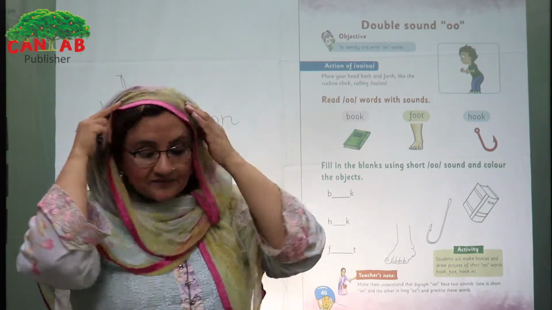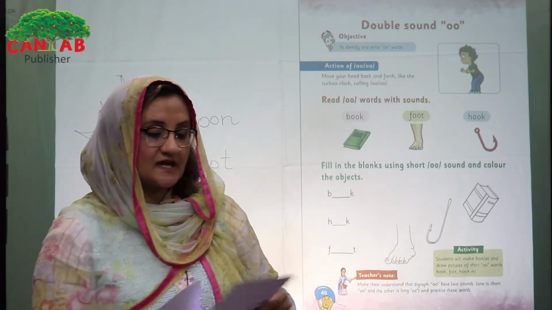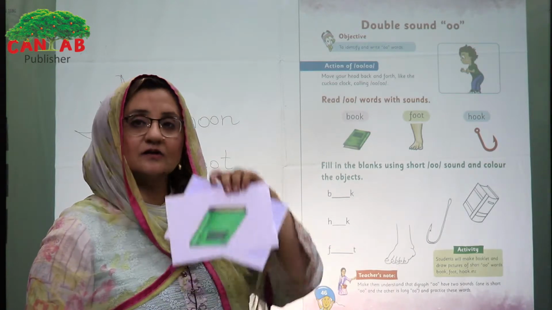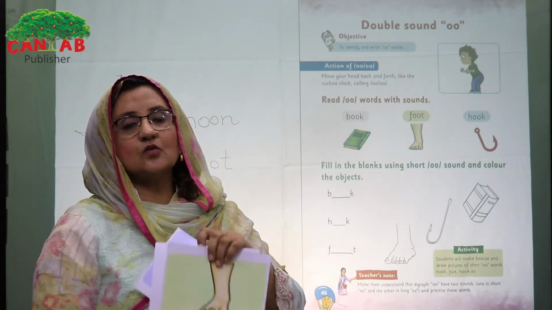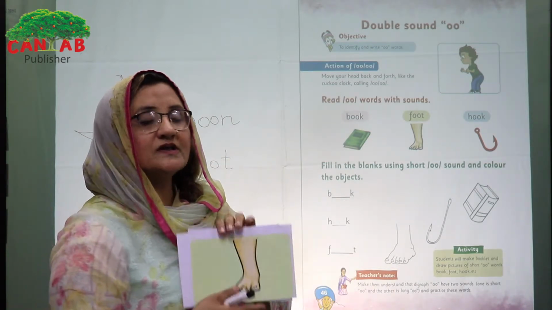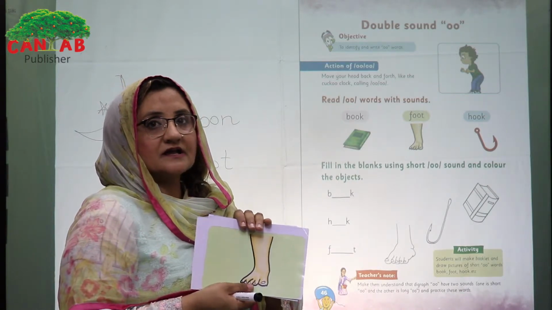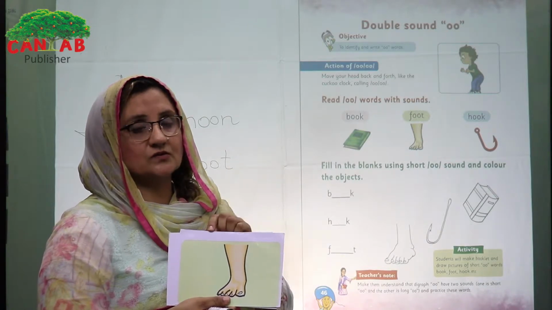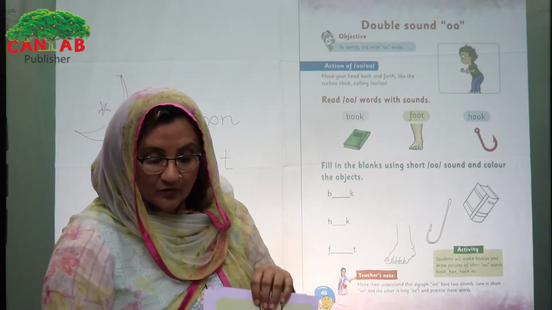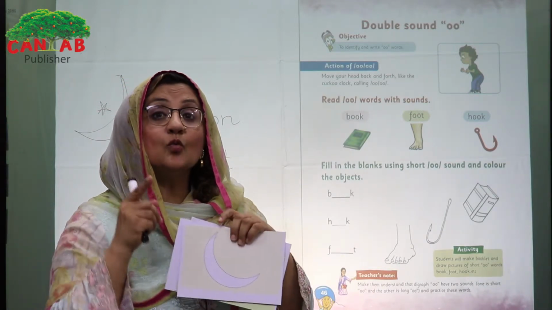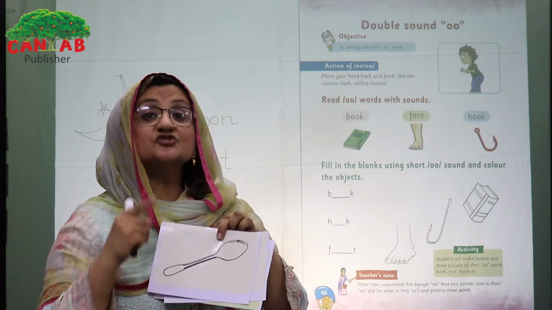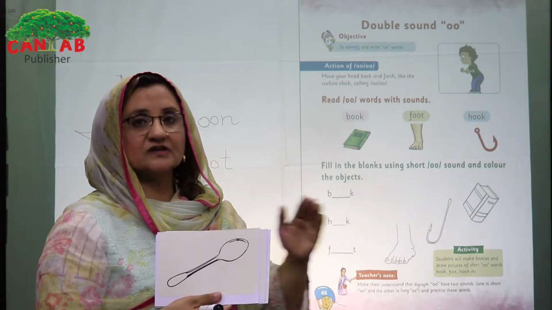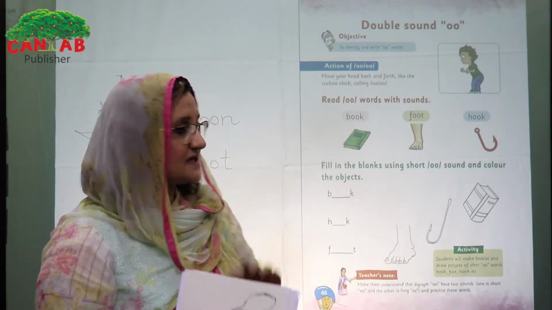You have to tell them that whenever they say the words hook, book, foot, we experience a short ooh sound. But whenever we say moon, whenever we say spoon, there is a long sound.